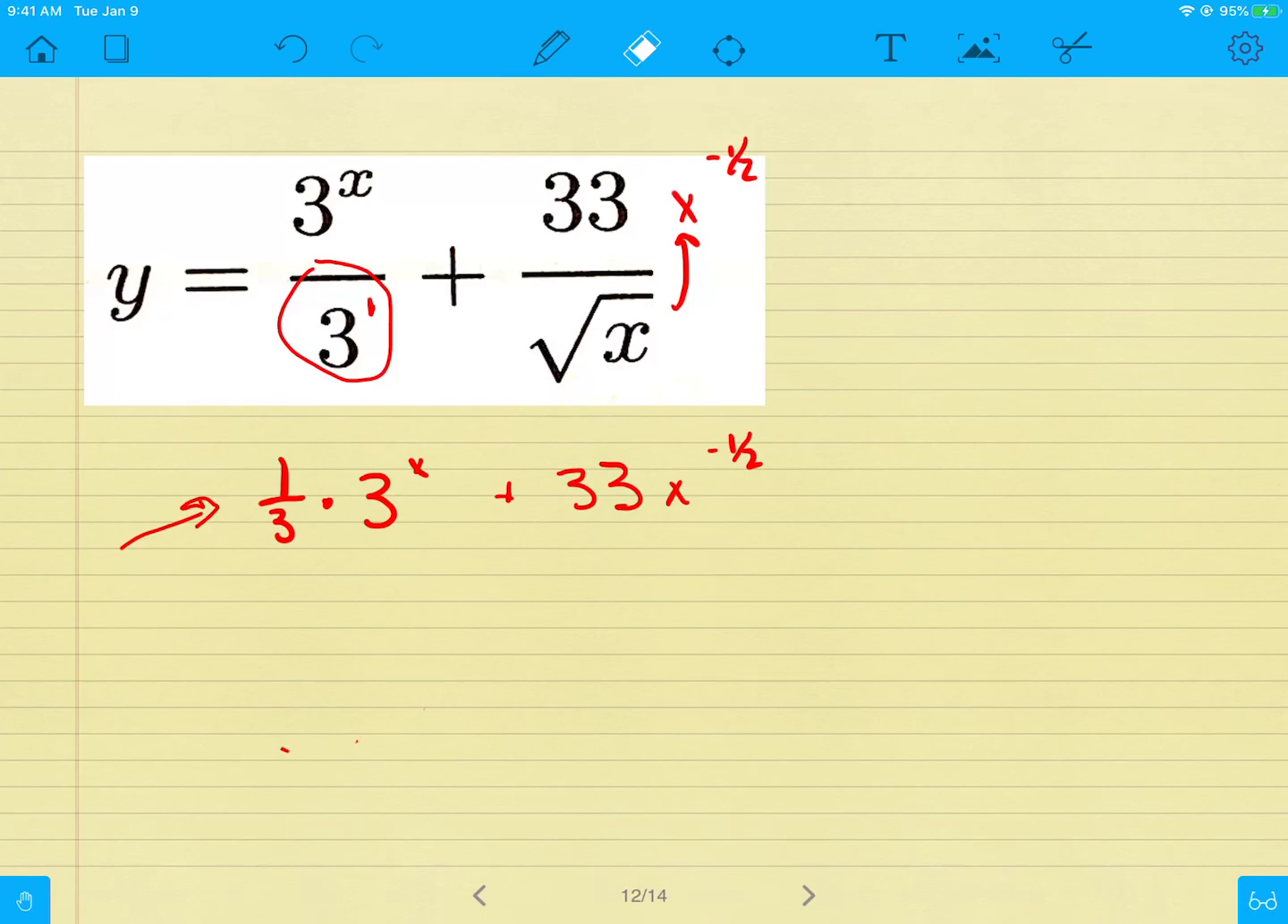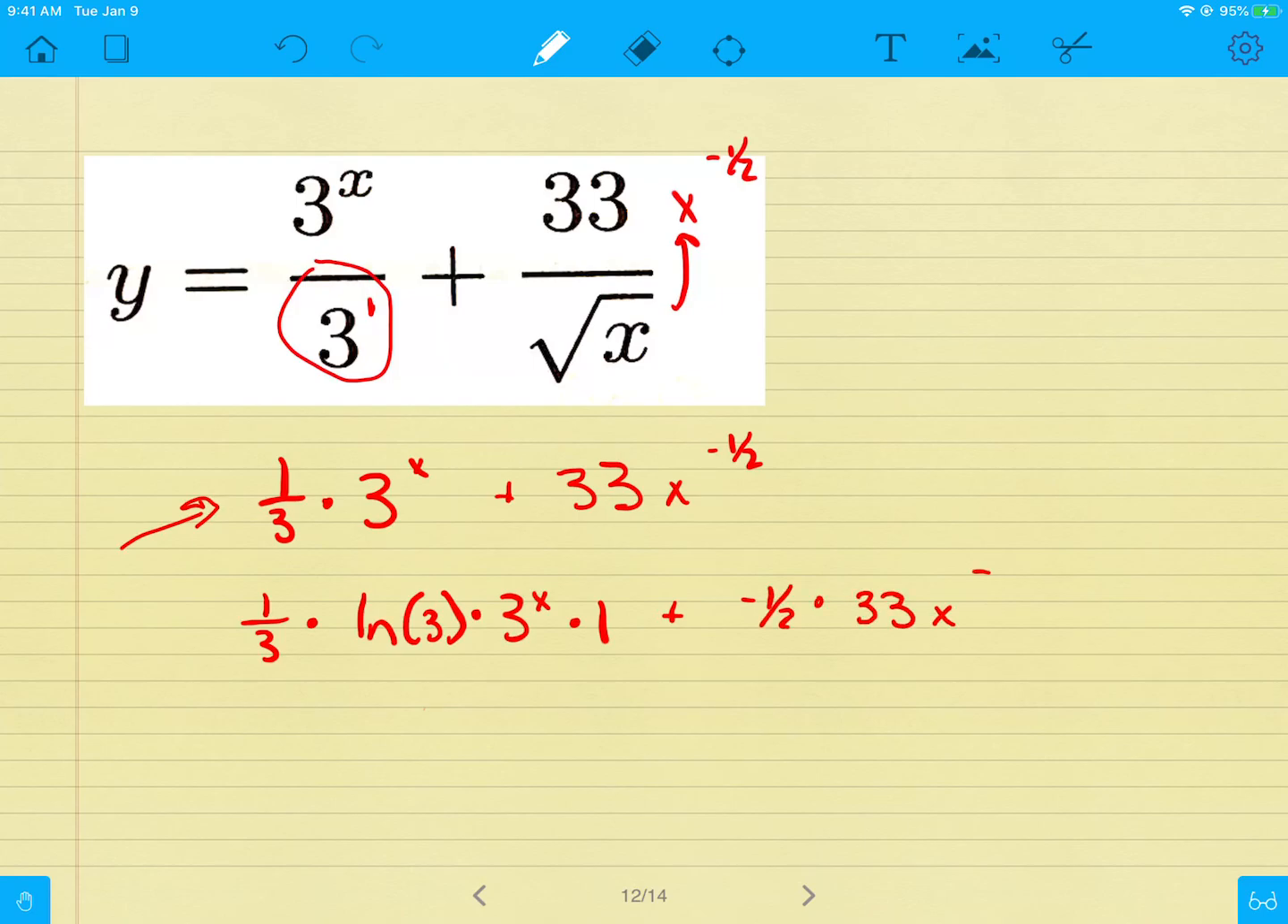Now, doing the derivative here. Derivative of this first part, ignore the 1/3. Derivative of 3 to the x is natural log of the base times the exponent times the derivative of the power. Plus, now the derivative of the second item, which is I drop the power out front. Take it times the front, and then subtract 1 off of it, so it's negative 1 1/2, which is negative 3/2, because I subtract 1 more off of it.